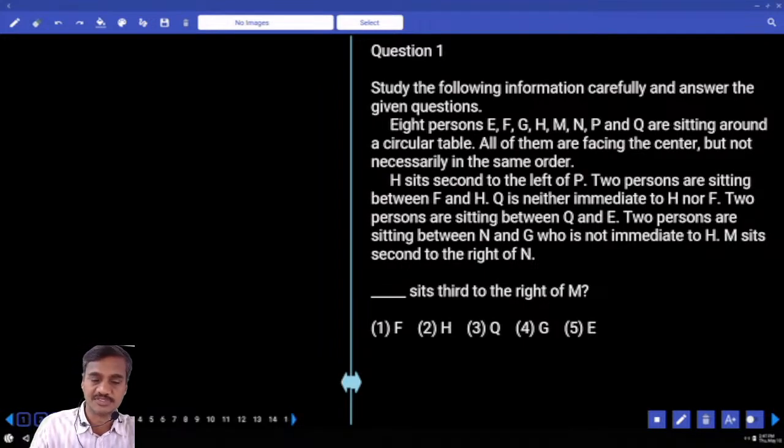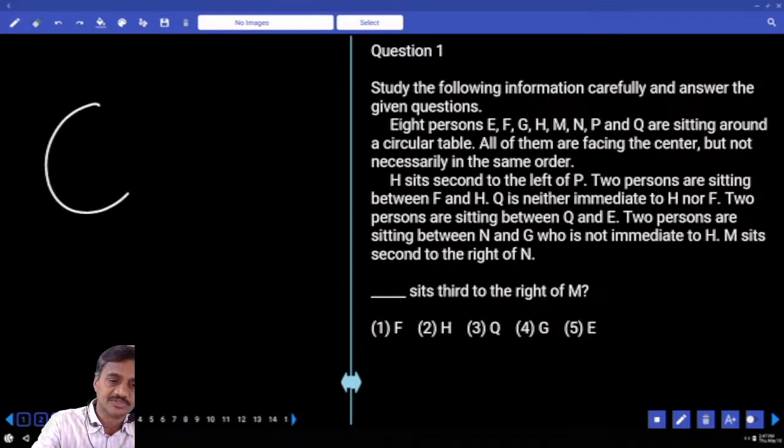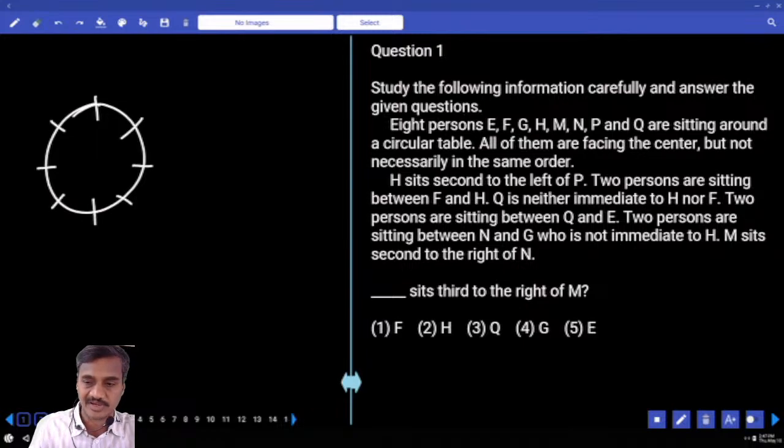towards the center, isn't it? Now all these 8 persons are facing towards the center. Tell me whether it comes under the first or the second priority. Definitely under the first priority. H is seated second to the left of P. P is here, H is here.